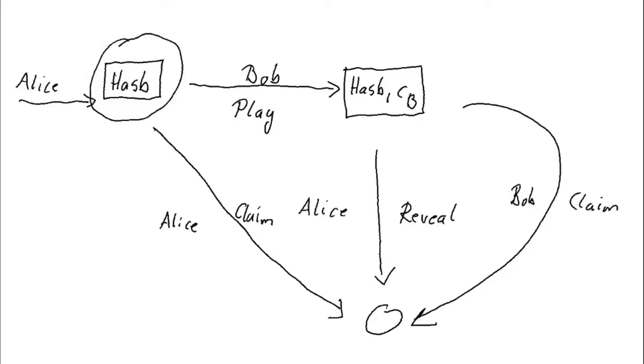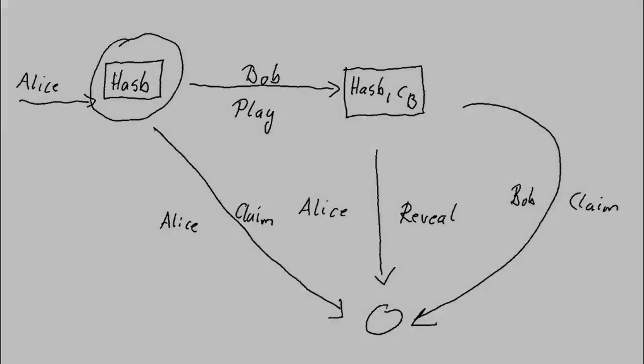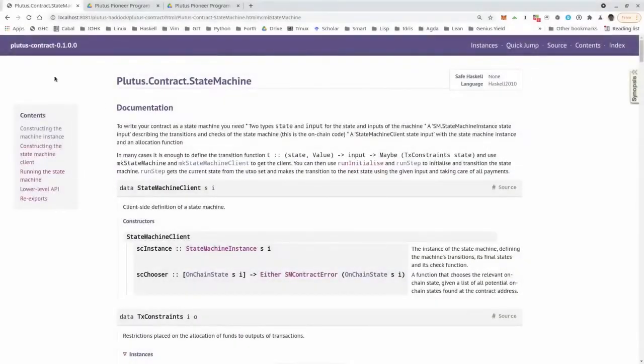So that's the relation. And that fits a lot of situations very nicely. And there is special support in the Plutus libraries to easily implement such state machines. And we will see when we use this approach that our code will be much shorter. The support for state machines is in package Plutus contract in the module Plutus contract state machine.